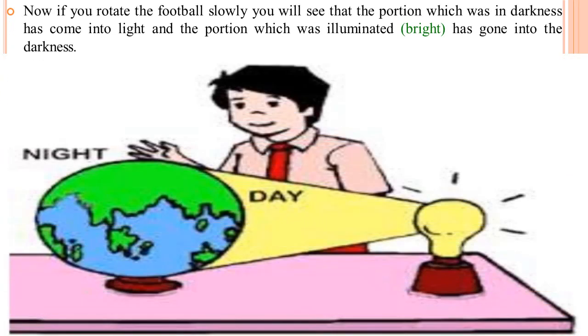Now if you rotate the football slowly, you will see that the portion which was in darkness has come into light, and the portion which was illuminated, meaning bright, has gone into the darkness. When you rotate that football around its axis, you can experience that the area which was in the light earlier has now gone under darkness, and the area which was under darkness before has now come to the area where the light can be seen.